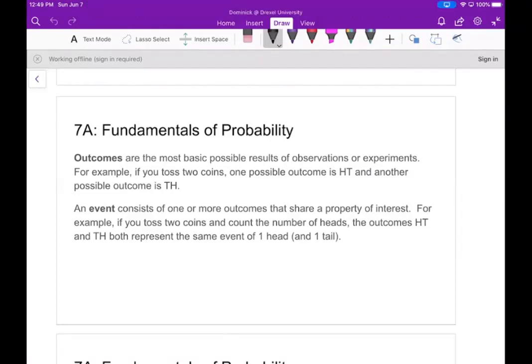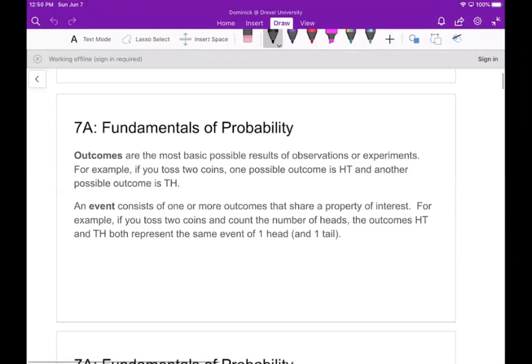Now, outcomes are the most basic possible results of observations or experiments. So, for example, if you toss two coins, one possible outcome would be heads and then tails, and another possible outcome is tails and then heads.